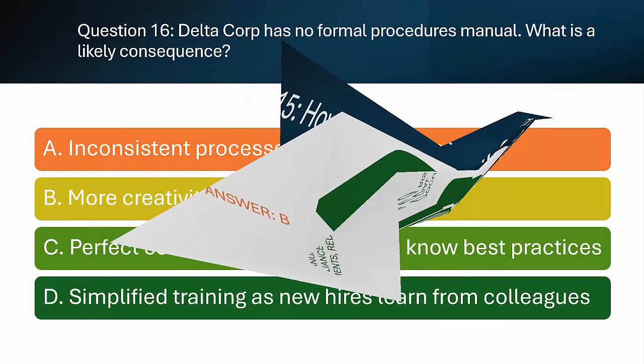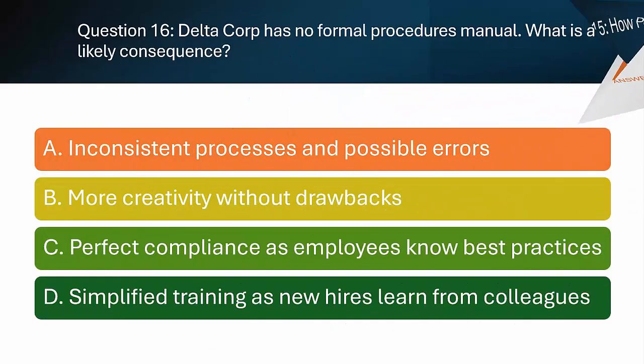Question 16. What happens when a company doesn't have a policies manual? Scenario: Delta Corp doesn't have a formal procedures manual. Managers notice that different teams handle purchasing, record-keeping, and employee leave differently. What is a likely consequence of not having a unified manual? A. Inconsistent processes and possible confusion or errors in operations.